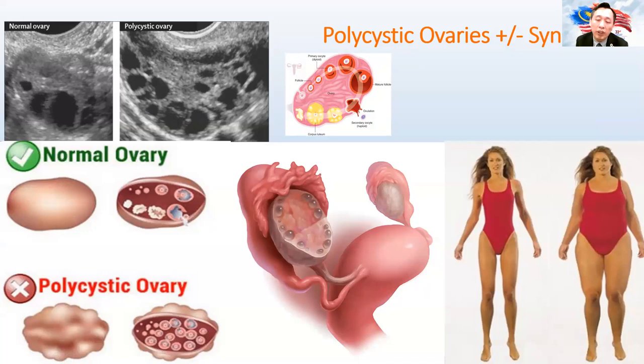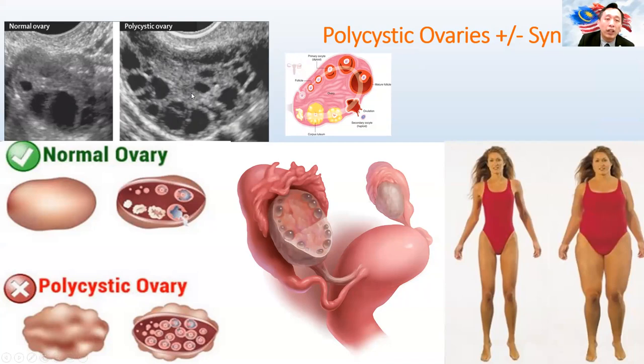If they reduce the weight, they have done a study and claim that the period becomes more regular. All right, this is the ultrasound for the polycystic ovary. There are a lot of small pot holes here. If it's more than 12, that means this lady is likely to have polycystic ovarian syndrome.